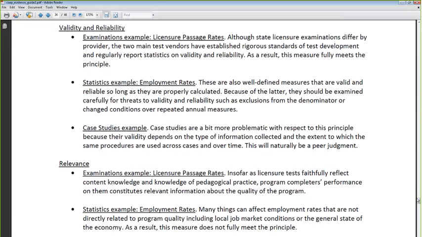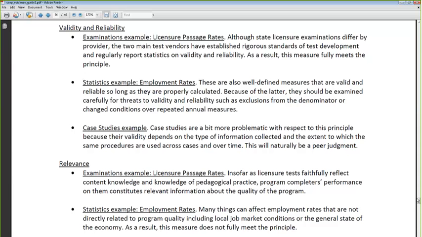So you can see here in terms of validity and reliability that it's quite straightforward in saying case studies can be a bit more problematic, okay, because their validity depends on the type of information collected and the extent to which the procedures are used across cases and over time, and that this will be a peer judgment on the part of the reviewers.